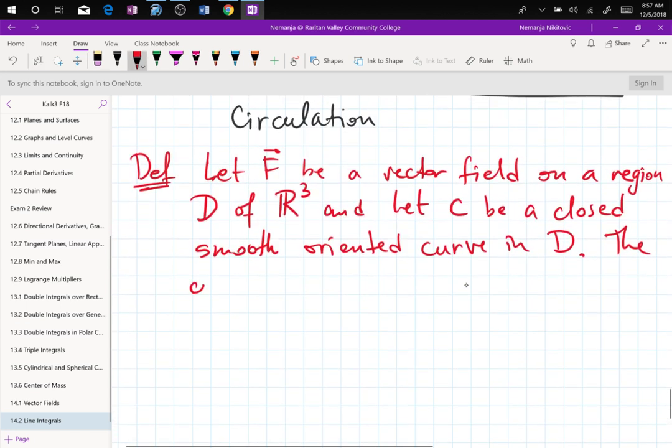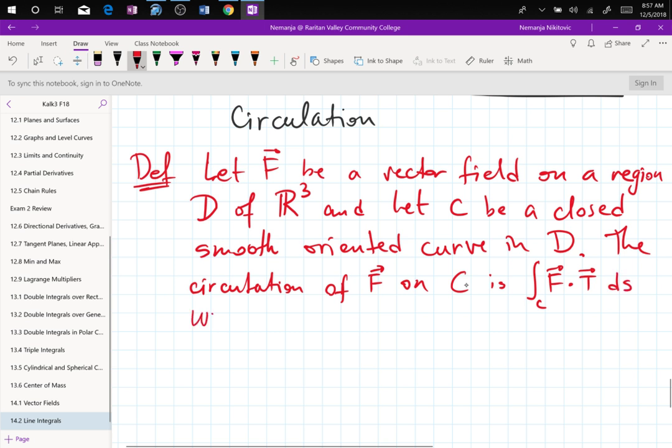The circulation of F, which is a vector field, on C is the integral over C of F dot T ds, where T is the unit tangent vector, so it is the unit vector tangent to C, consistent with the orientation.